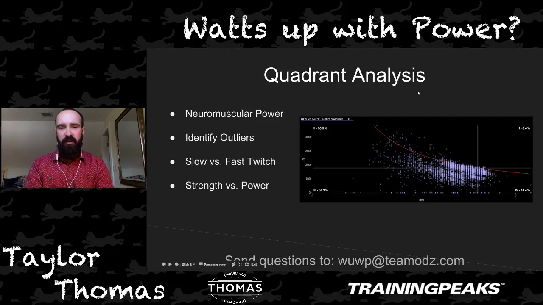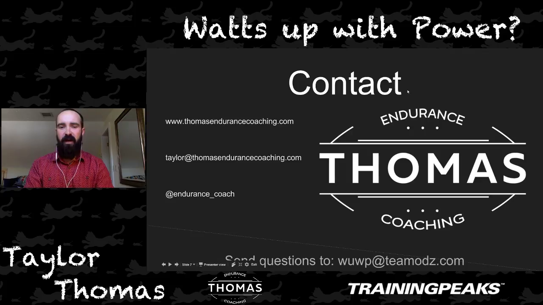So that's a few of the things we can do to look outside of average power using normalized power, training stress score, and intensity factor as metrics, and then using quadrant analysis as a tool to understand some of those concepts and actually look at them from a chart perspective in a post workout or post race scenario.